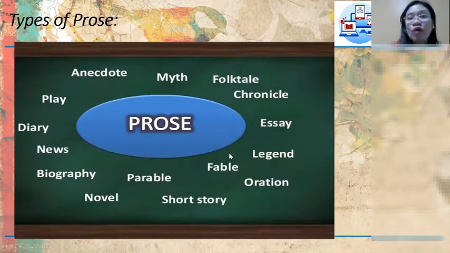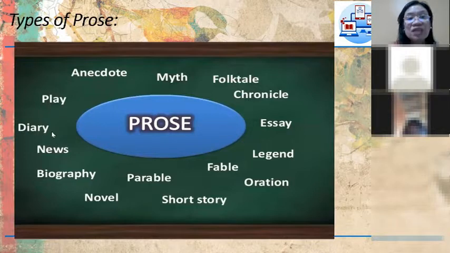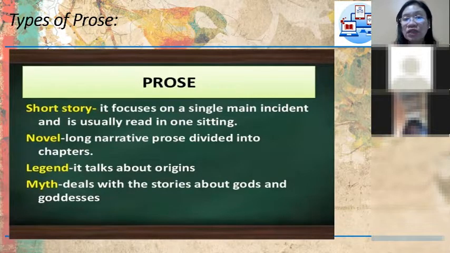Now, let's move on to the different types of prose. Okay. So prose, again, is written in an ordinary form, making use of sentences and paragraphs. These are some of the different types of prose. Let's discuss them one by one. Short story focuses on a single main incident and is usually read in one sitting. That makes it short. And then we have novel. It is a long narrative prose divided into chapters.